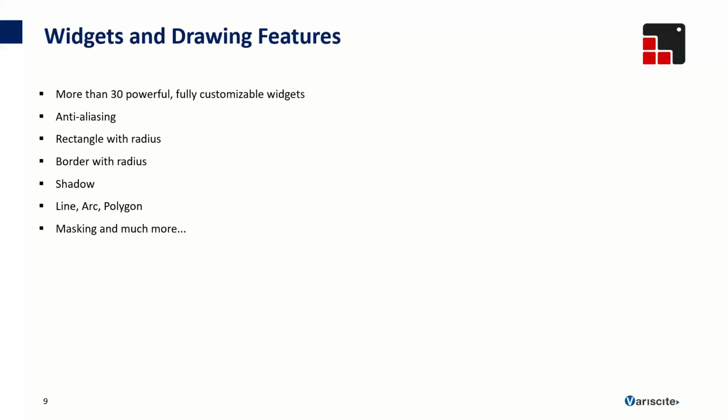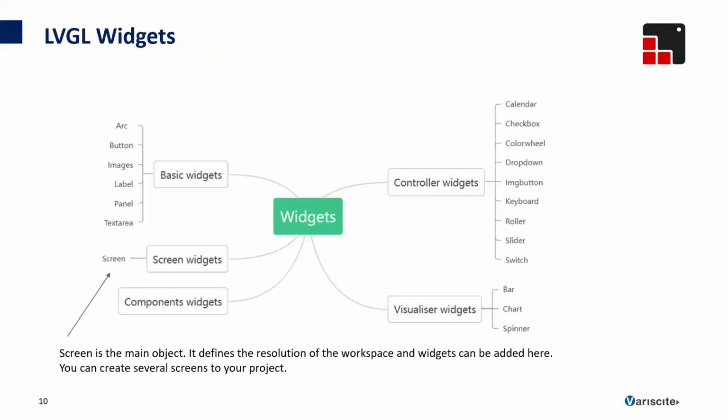Talking about the widgets, in the drawing feature, there are at least 30 powerful widgets. All of them are customizable with styles and whatever. The anti-aliasing feature is already included in the framework. You can draw a rectangle with or without the radius, and a border with the same features. You can manage shadows, lines, arcs, polygons, and also you can mask the colors of an image through filtering, let's say, just masking.